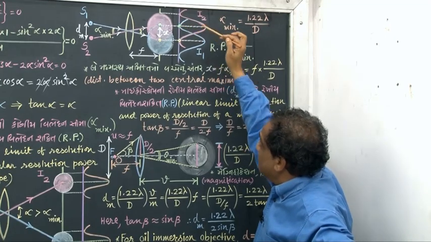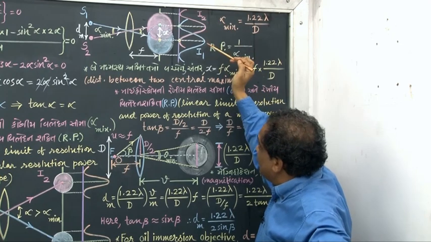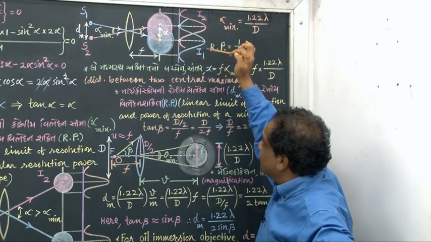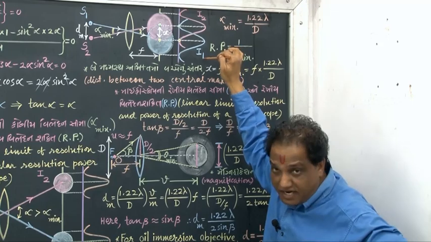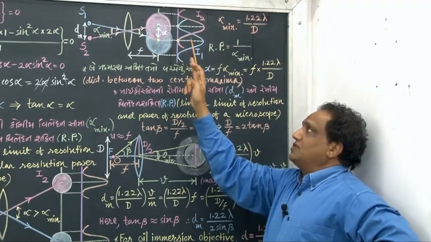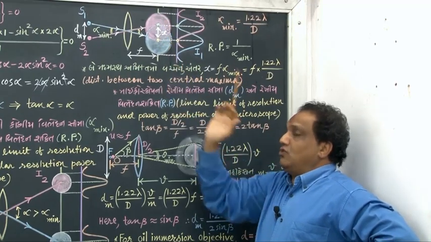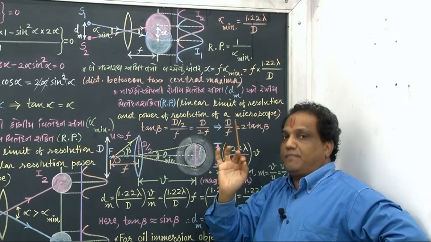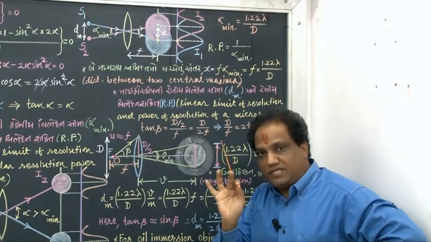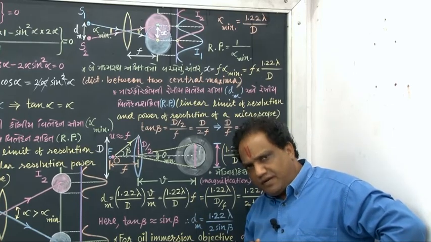Here, the central maximum in the diffraction pattern of the second object superposes on the first order minimum in the diffraction pattern of the first object. Fine. When this sort of situation occurs, these two images are said to be just separated. Okay, fine. Why do we say just separated?